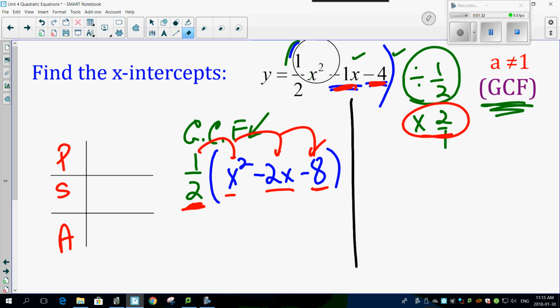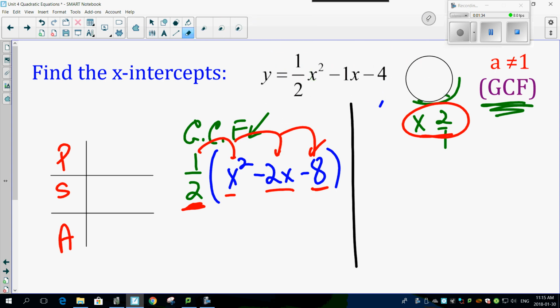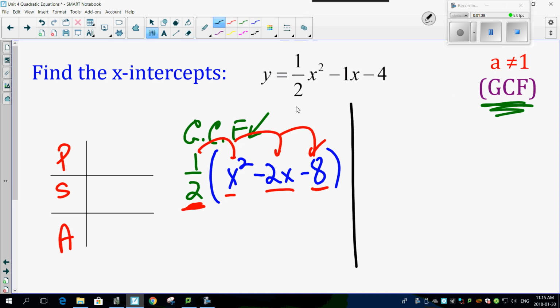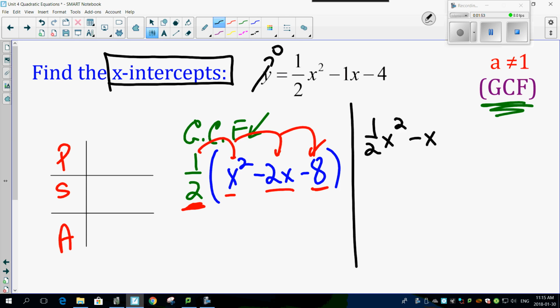Now, let me clean this up so you can see the original again. One of the important things here that we have to remember is that we're finding the x-intercepts. Finding the x-intercepts is, guess what? When y equals 0. That's really, really powerful because look what we have now. We have a half x squared minus x minus 4 equaling 0.